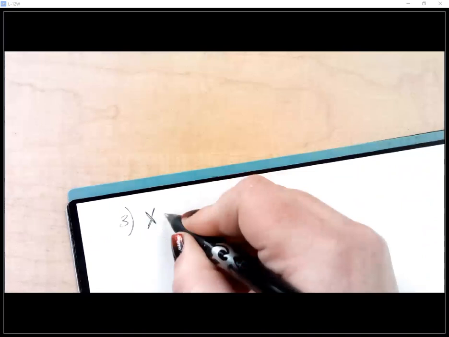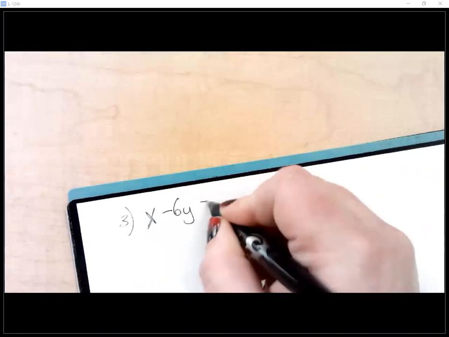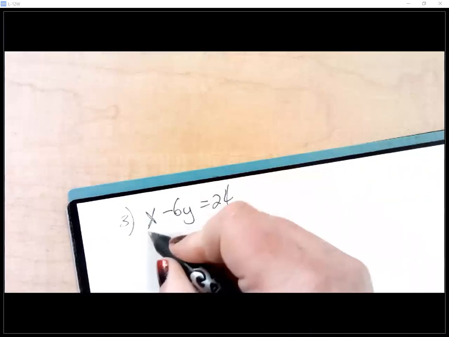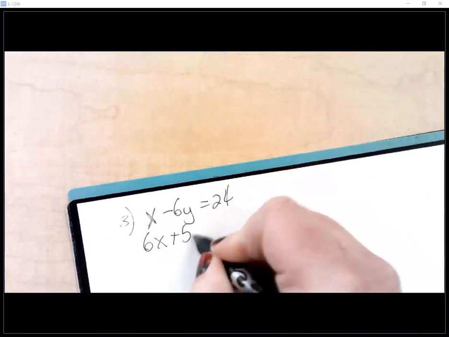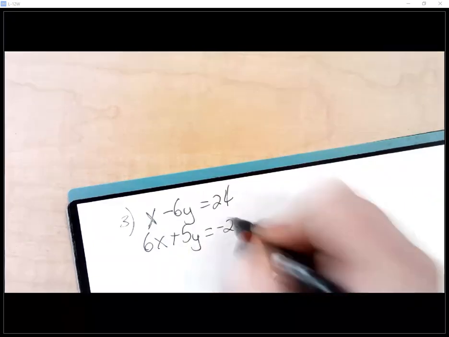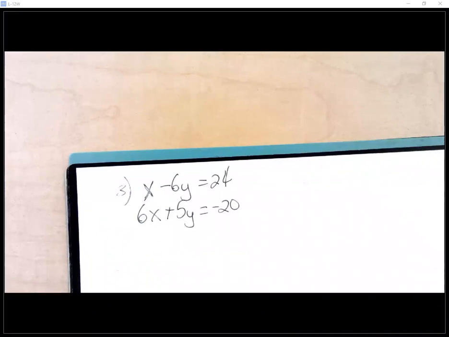x minus 6y equals 24. And then 6x plus 5y equals negative 20. Okay, and our directions are to solve by substitution.